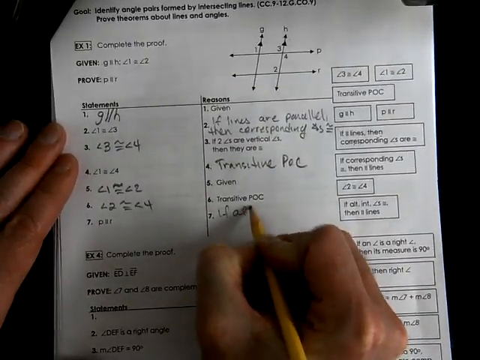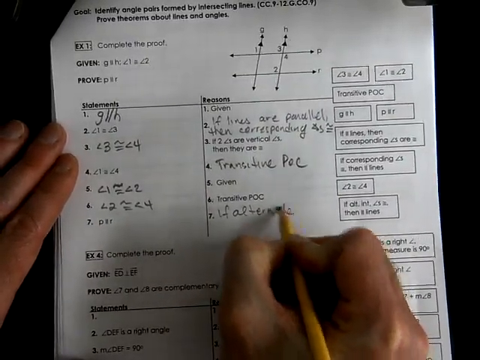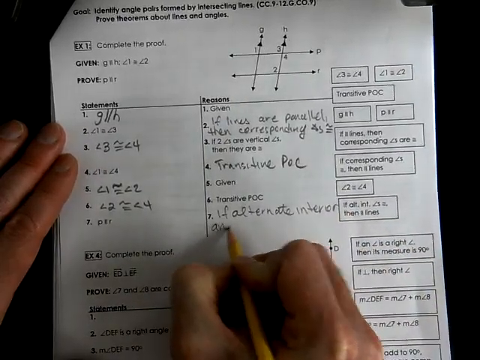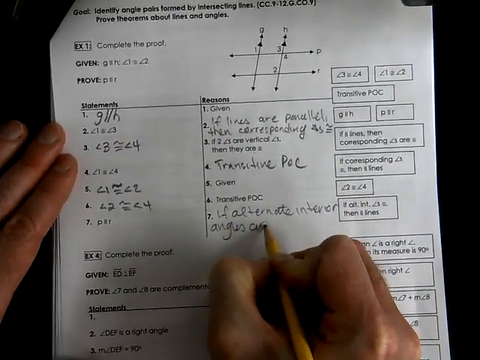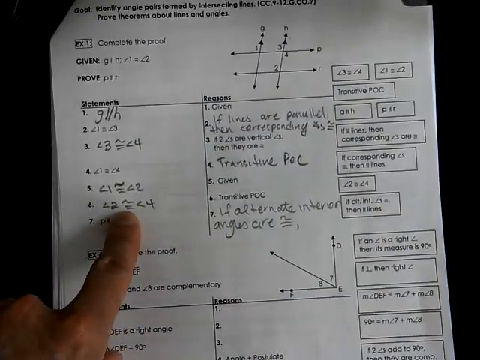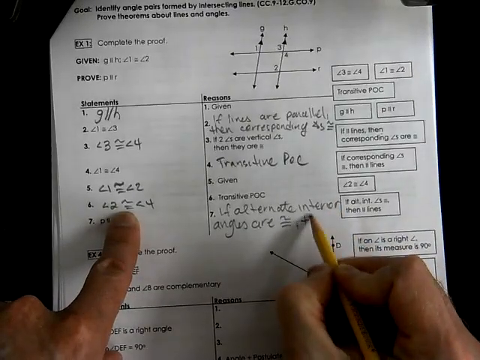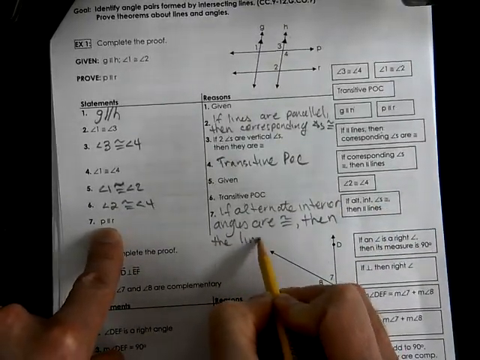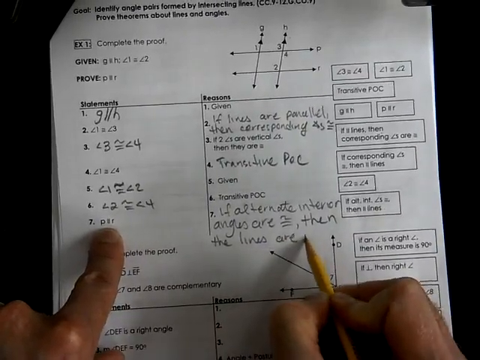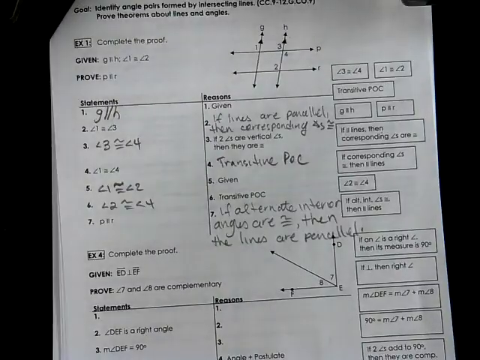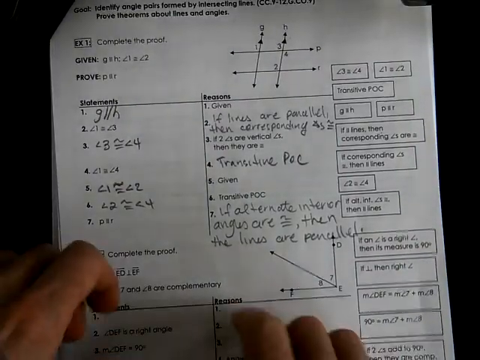If alternate interior angles are congruent, that's what we had before, right here. If comes earlier, then comes right now. Then the lines are parallel. Use this idea that if comes earlier, then comes now.